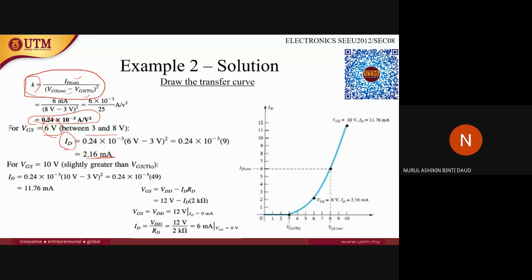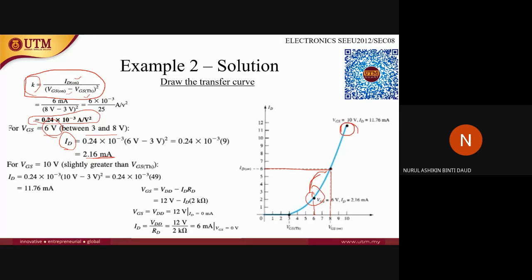milliamps. So you can plot one point here, when VGS equals 6 volts, and then another point here when VGS equals 8 volts, which is given to you, which is 6 milliamps. These two points are not enough, so we need to find another point.